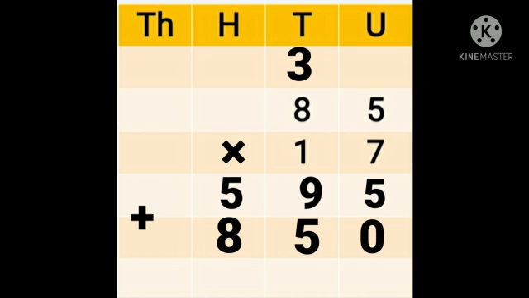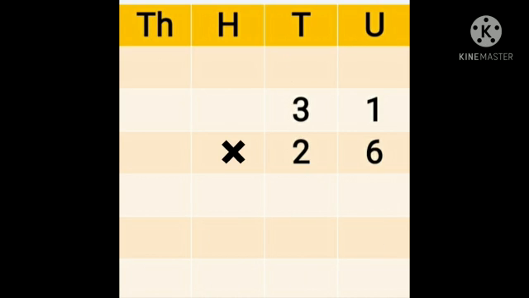So 5 plus 0 will give you 5. 9 plus 5 will give you 14. 1 we will carry over in 100 place. 4 we will write in tens place. 8 plus 5 plus 1 will give you 14. 1 we will write in 1000 place. 4 we will write in 100 place. Therefore 85 multiplied by 17, the answer is 1445. Moving on to the next sum.